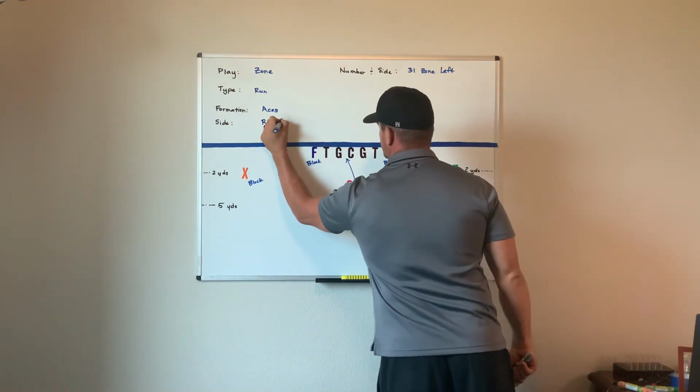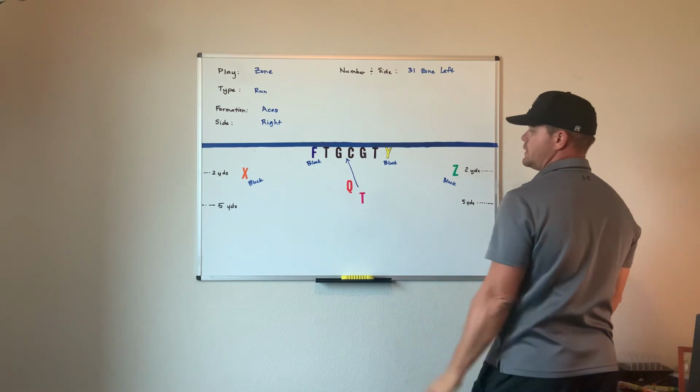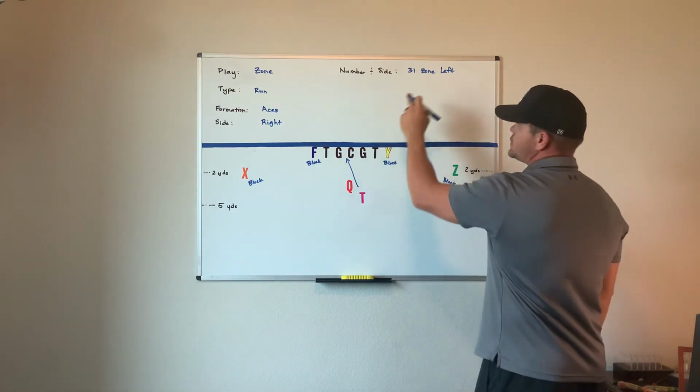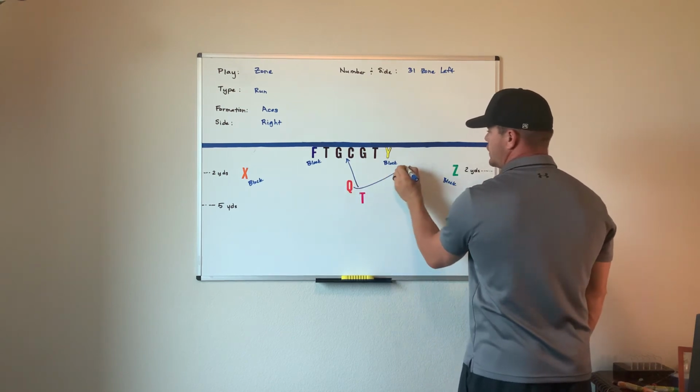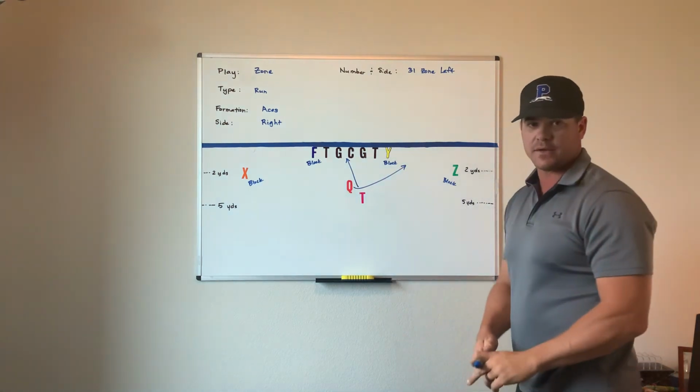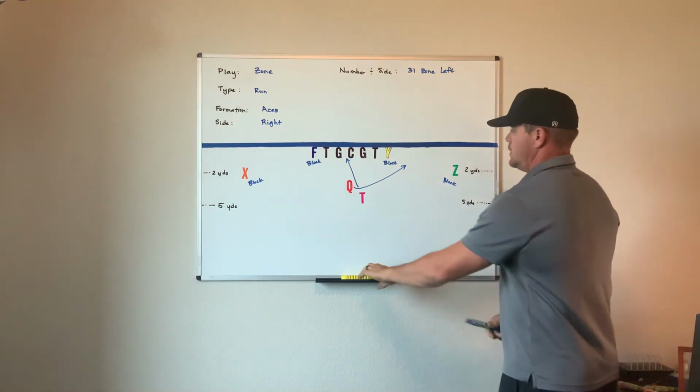Okay, so aces, sorry, I should have written this down. Aces right, remember aces right tells the tailback to be on the right side. Aces right, 31 zone left looks like this. They're going to run into the one hole, or the QB is going to keep it and run to the outside. All right?